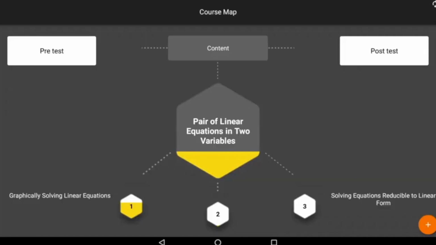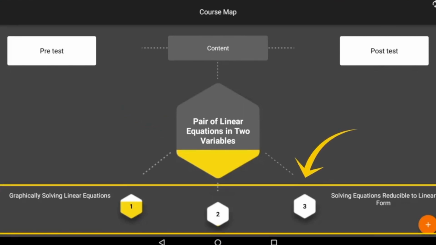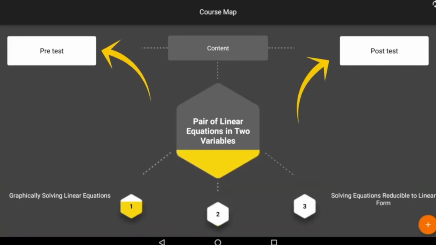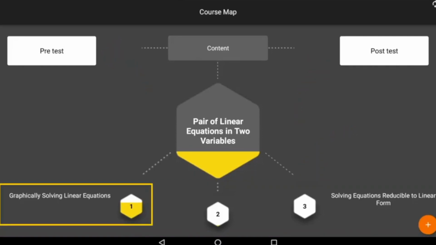Okay, let's take a look at another example, this time from Maths Class 10. Right now, we are in Chapter 3, which is pairs of linear equations and variables. While this might look different from that of Class 8 which we just saw, you can still see that the chapter contains all the different topics as well as pre-test and post-test. Let's take a look at a topic which is graphically solving linear equations.